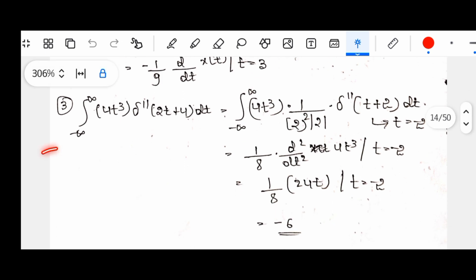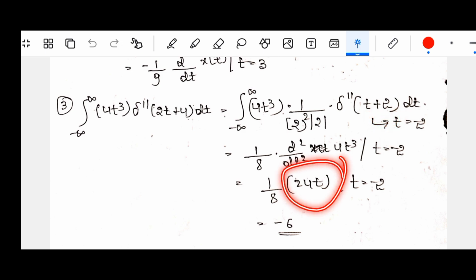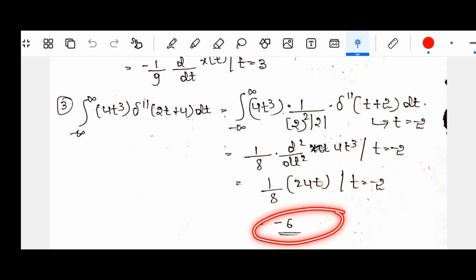Next, integration from minus infinity to plus infinity of 4t cubed δ''(2t plus 4) into dt. Here the double dash means 1 divided by 2 whole squared mod of 2. So 4t cubed remains the same. This value will be 1 by 8 into double differentiation of 4t cubed. Take the t location, which will be minus 2. Therefore 1 by 8 into 4 cubed, which will be 24 into t, at t equal to minus 2. So substitute this, you will get minus 6.